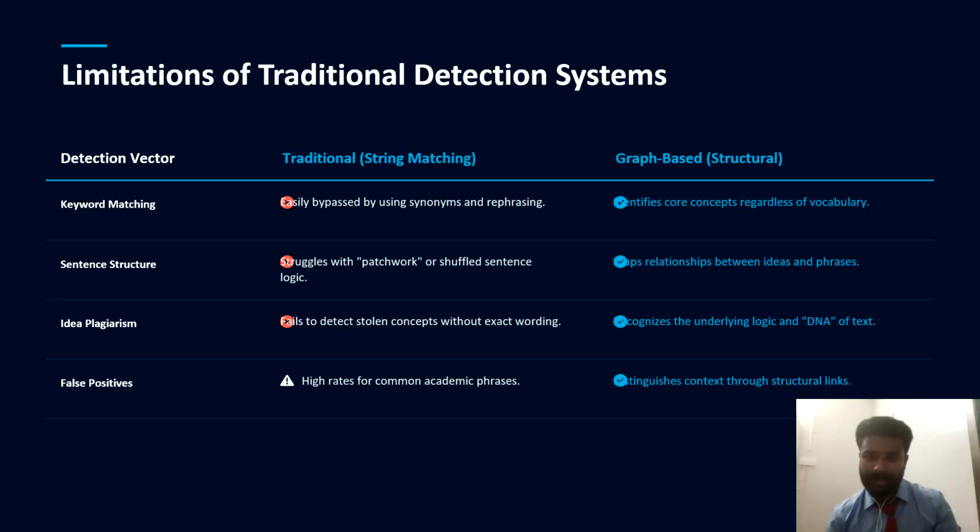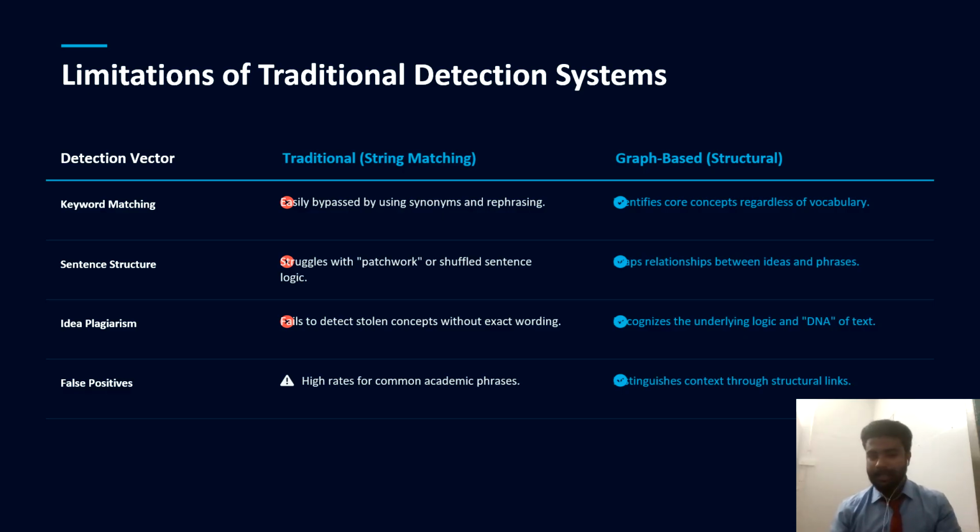Most traditional plagiarism detection tools rely mainly on string matching or keyword matching. This means they can compare exact words or sentences between documents. The problem with this approach is that it is very easy to bypass. For example, someone can replace words with synonyms. They can rearrange sentences or slightly modify the structure of the text. When that happens, traditional systems may fail to detect the similarity.